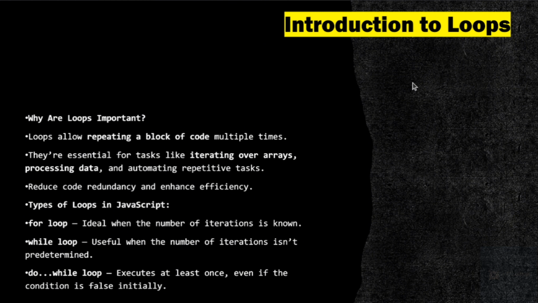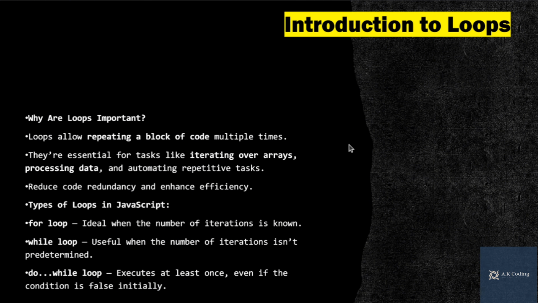What are loops in JavaScript and why are they important? Loops allow us to repeat a block of code multiple times, and they're essential for tasks like iterating over arrays, processing data, and automating repetitive tasks. They also reduce code redundancy and enhance the efficiency of the code.